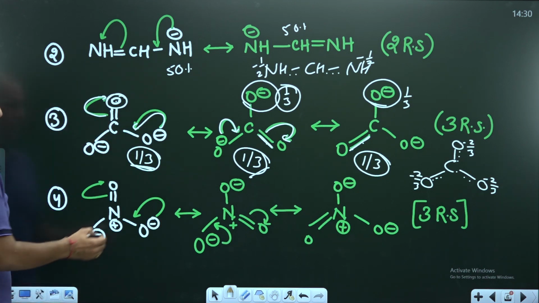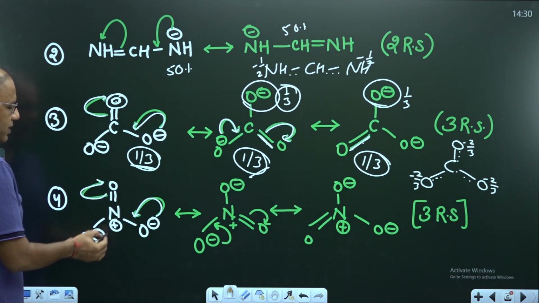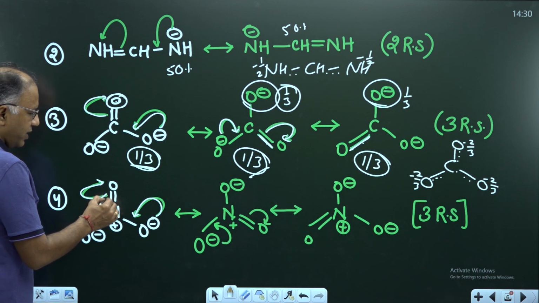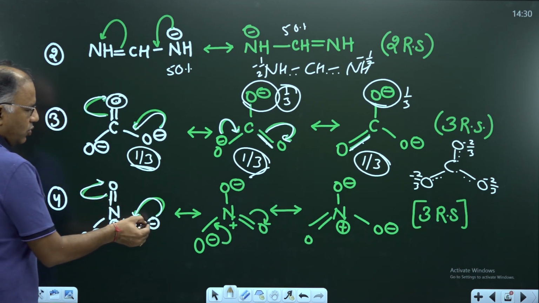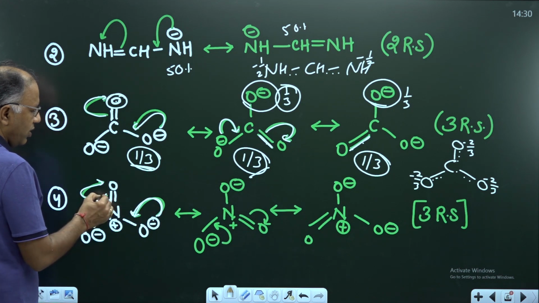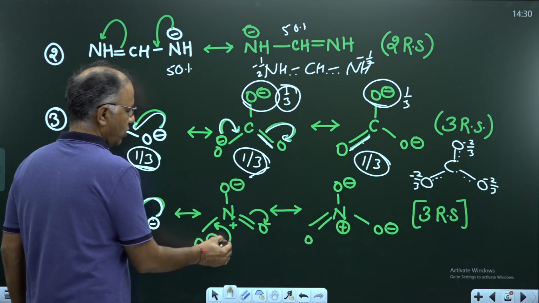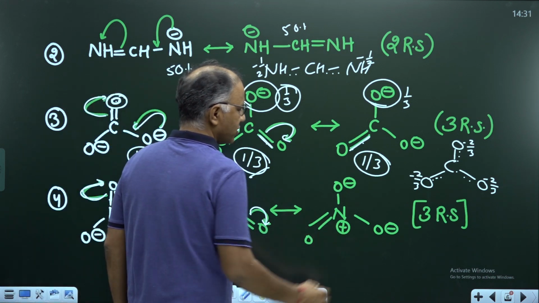Similarly, in the fourth, the lone pair converts into pi bond, converts into lone pair. This positive charge is not delocalized, it is localized. The resonance takes place between lone pair conjugation with pi bond. So we have to convert lone pair to pi bond and pi bond to lone pair. This structure will form. Then again lone pair to pi bond to lone pair. Now 3 RS of equal stability.